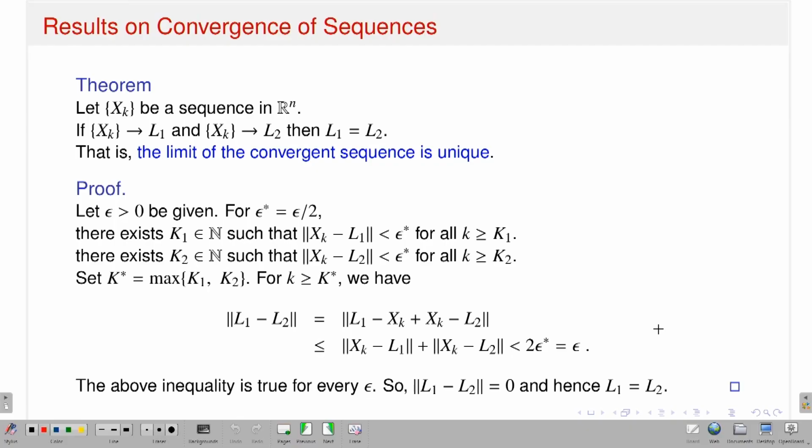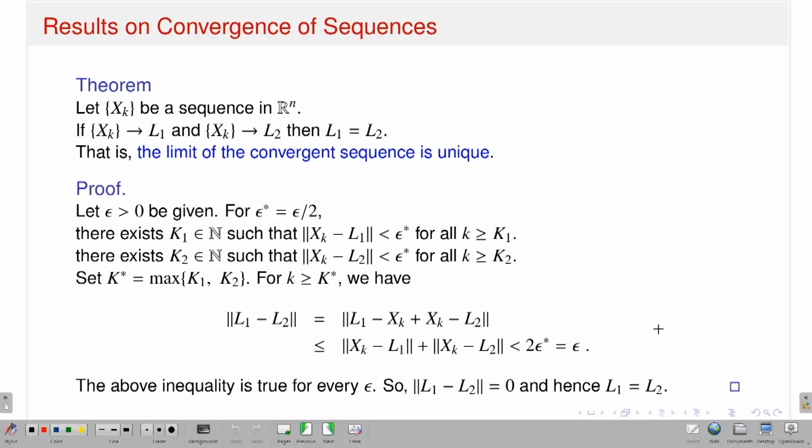Okay. So this is another result. Like in R, we know that if a sequence converges to some point, that limit has to be unique. Similarly, the same fact is true in the context of Rn. That means if I have a sequence xk in Rn that converges to L1 and also converges to L2, then L1 has to be equal to L2. That means the limit of a convergent sequence is unique.